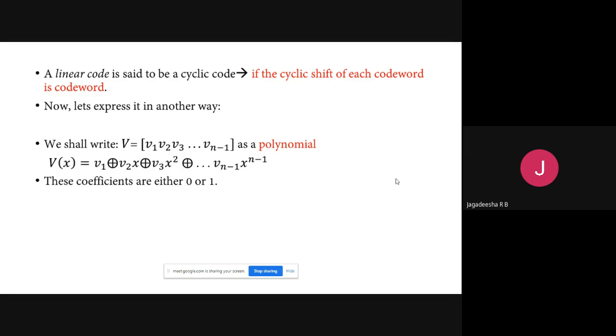So what happens? We multiplied by x powers. So v1 multiplied by x power 0, that is v1 itself, plus v2 multiplied by x power 1, v3 multiplied by x power 2, next v4 multiplied by x power 3 and so on. We just increase the power of x by 1 as we move on to the different bits v1, v2, v3 and so on. These coefficients are 0 or 1 because we are talking about binary here. Okay, so we will move on to the next slide to see more details.